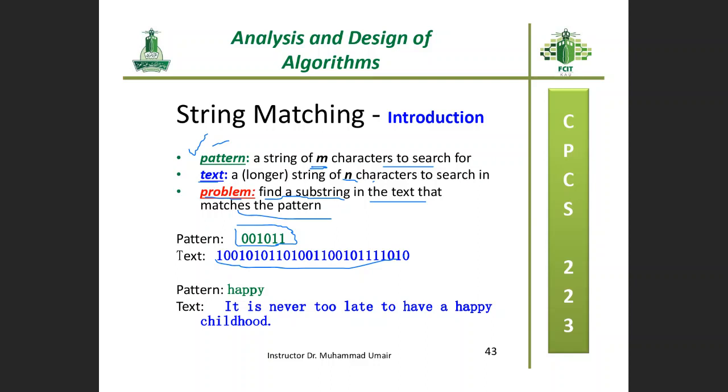Is that clear? Similarly, you have a text, for example, "it is never too late to have a happy childhood." This is the text, and you have to find the word "happy." So you have to scan it from left to the last character, and you will keep on comparing the values character by character and find whether this value exists in the text or not. Any confusion about the problem statement of string matching? So this algorithm will always have two parameters. One is the pattern and the other is the text, and the algorithm will return the starting location of the pattern in the text.